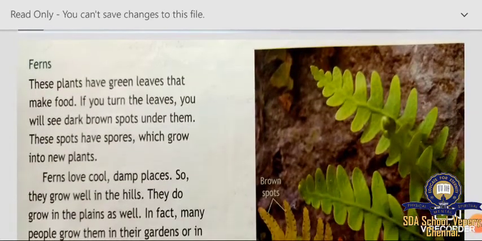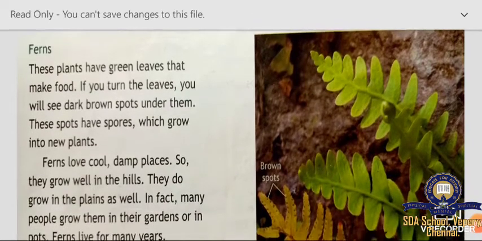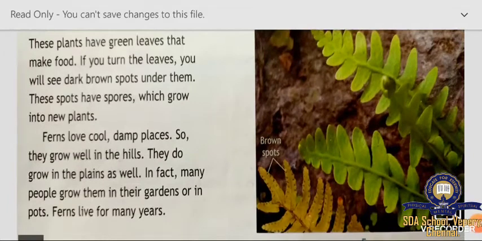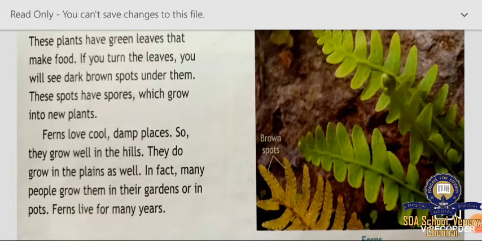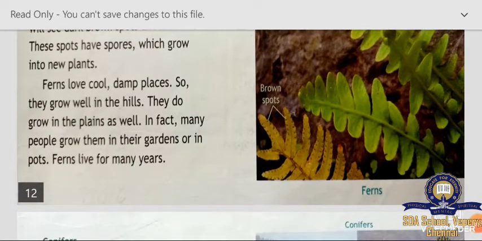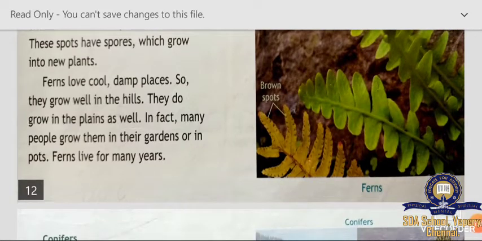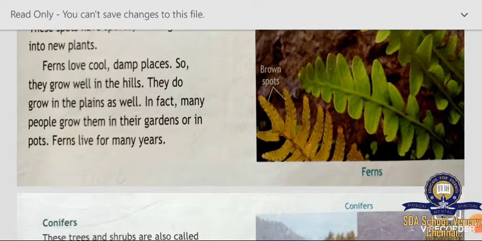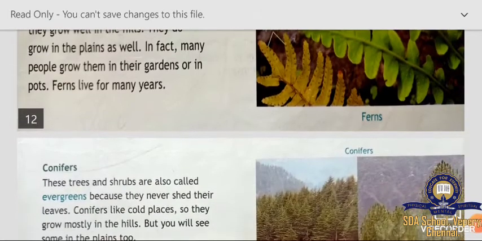Next, ferns. These plants have green leaves that make food. If you turn the leaves, you will see dark brown spots under them. These spots have spores which grow into new plants. Ferns love cool, damp places. So they grow well in the hills and they do grow in the plains as well. In fact, many people grow them in their gardens or in pots. Ferns live for many years.